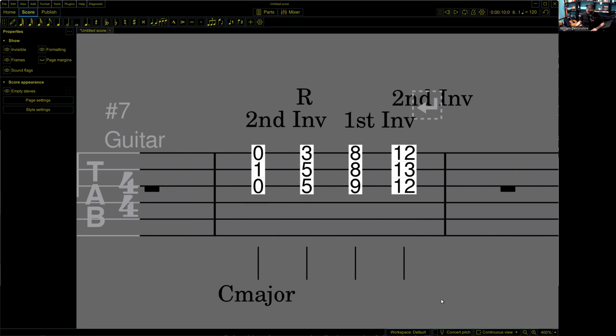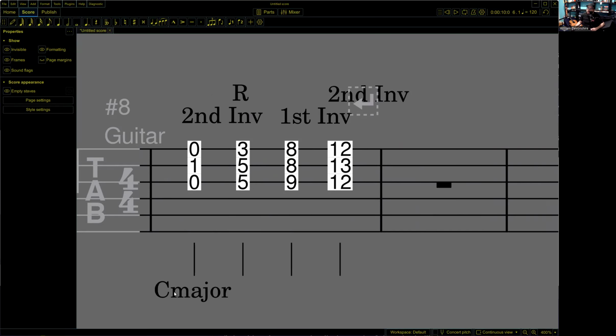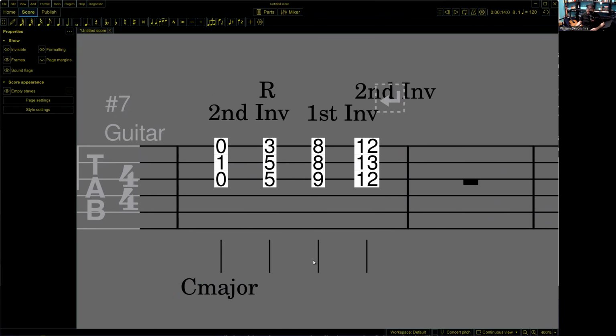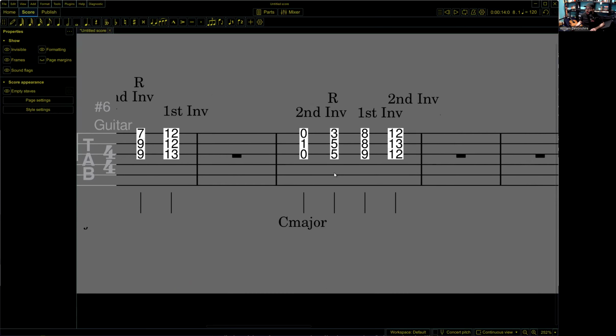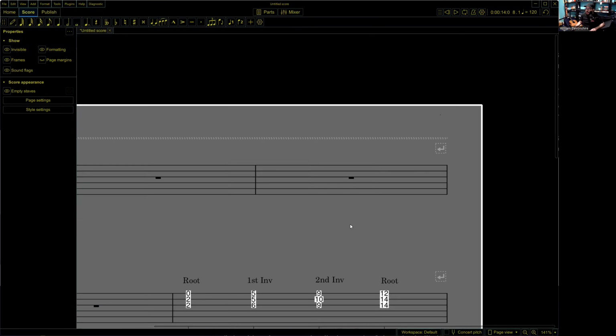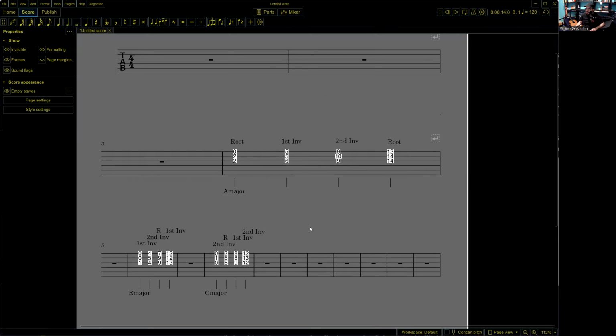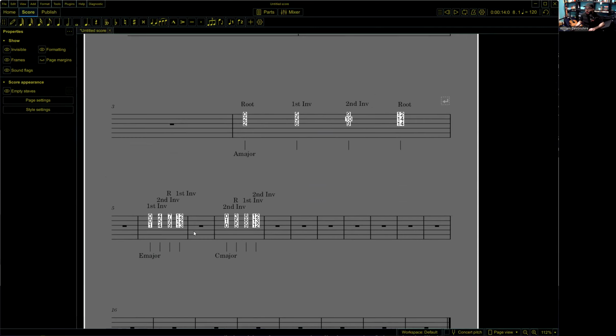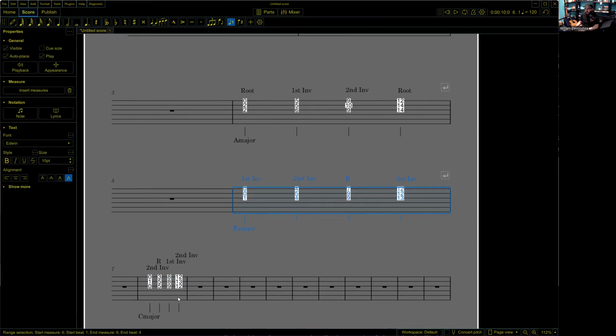And then I've got the last one here, which is starting with the second inversion, but with a C major chord. So it goes second inversion, root, first inversion, second. Now, something I want to show you about this is we're going to go back to this position. That'll make it easier to look at.